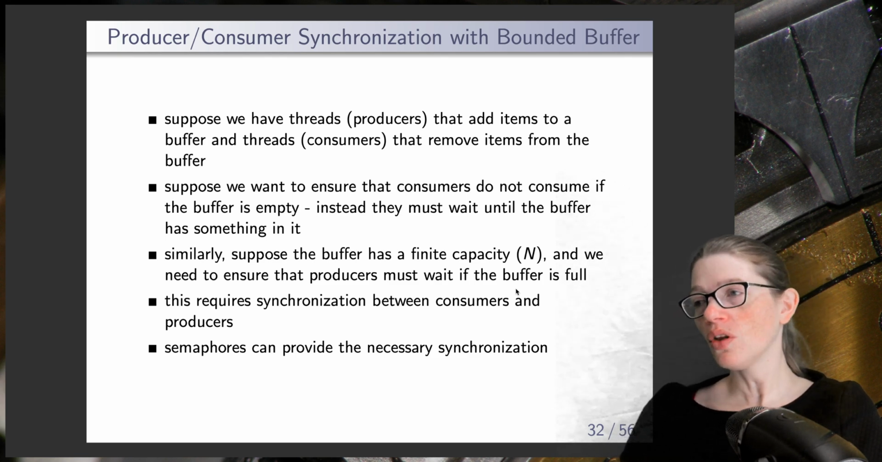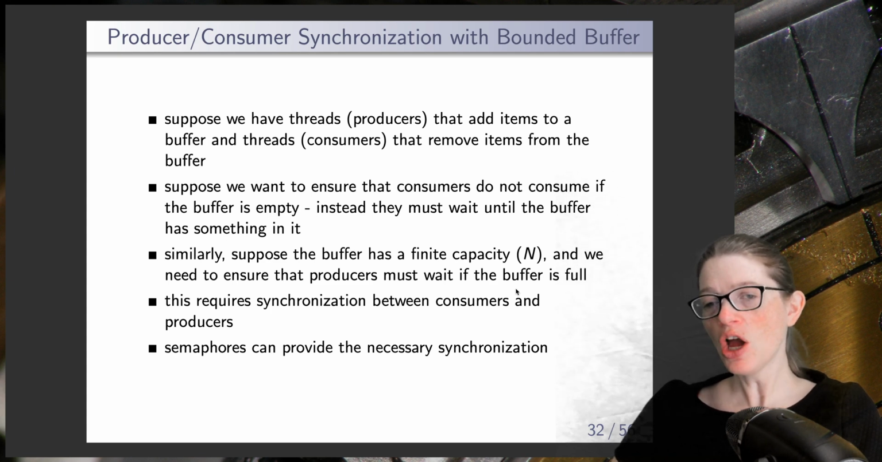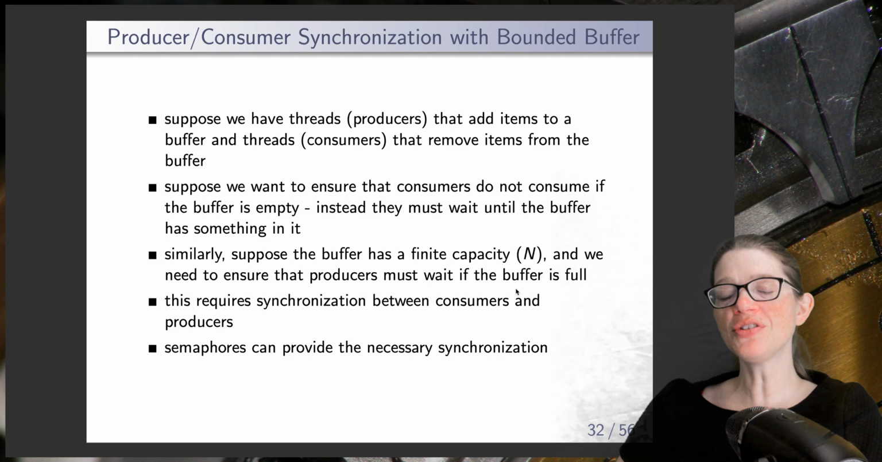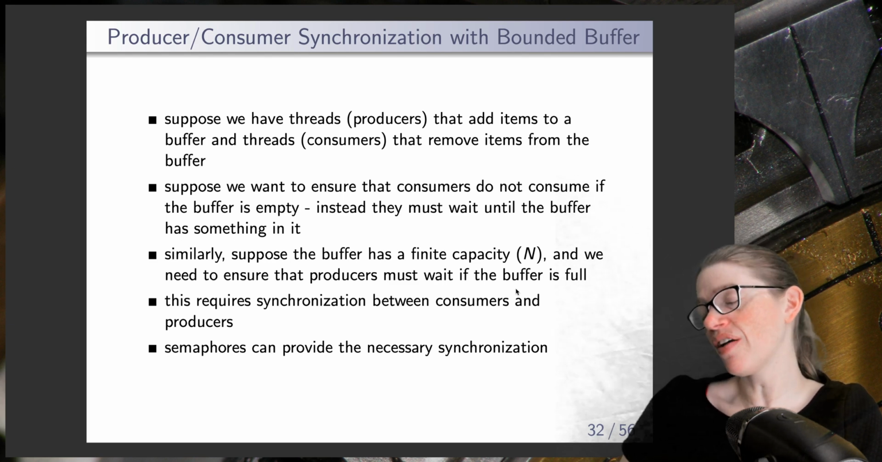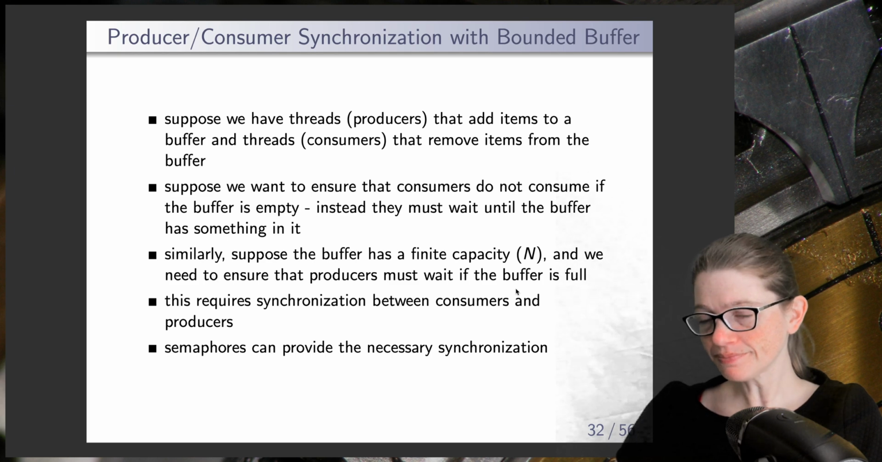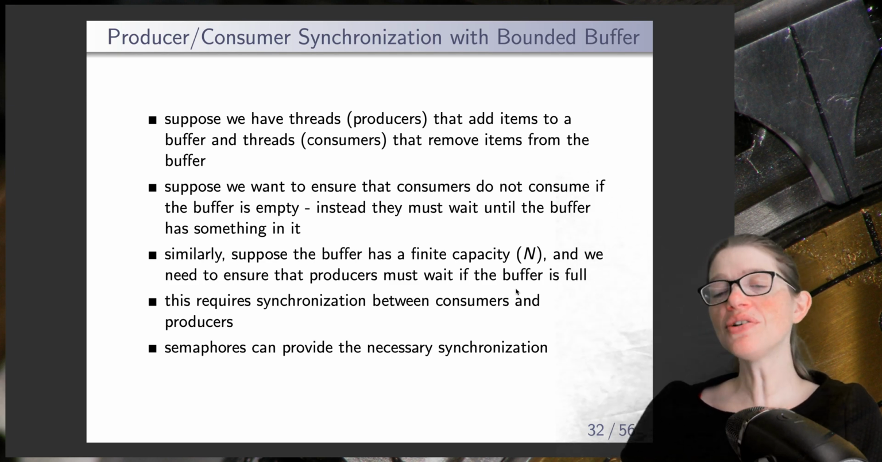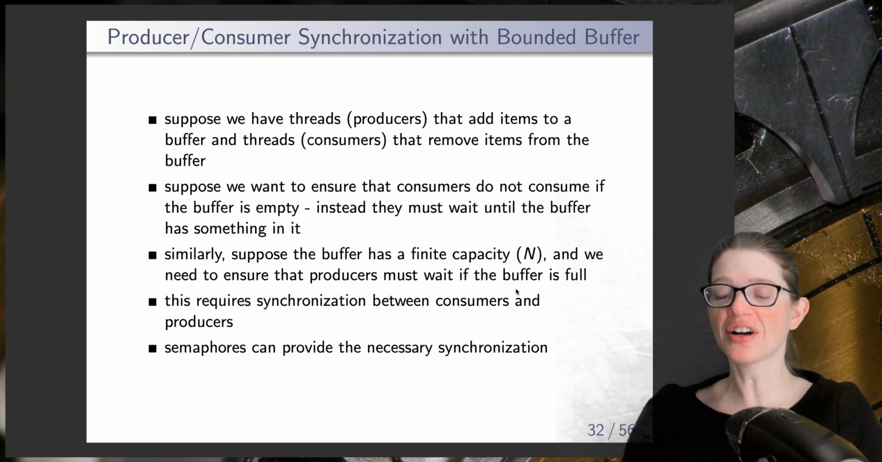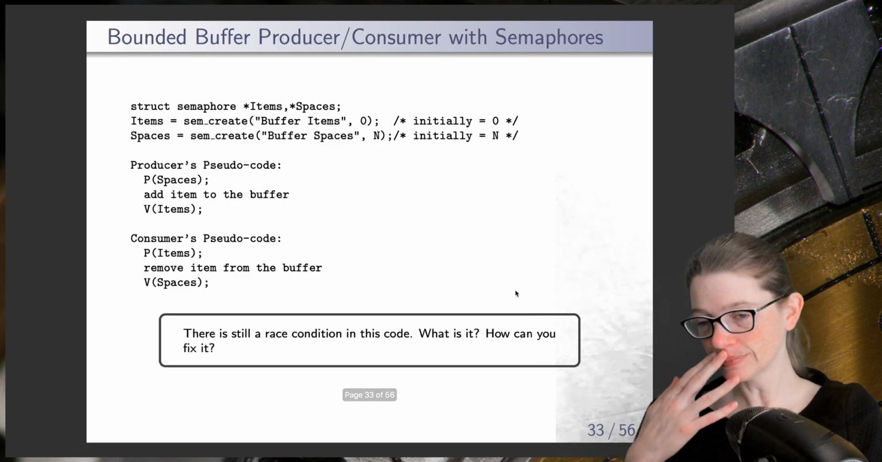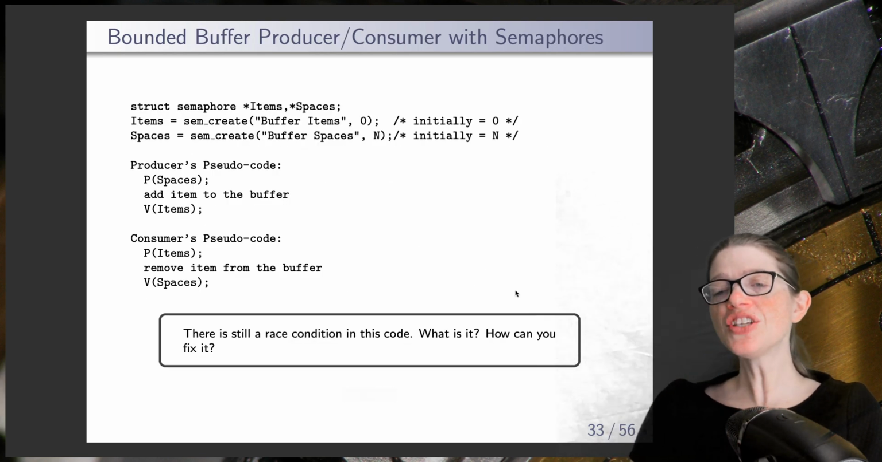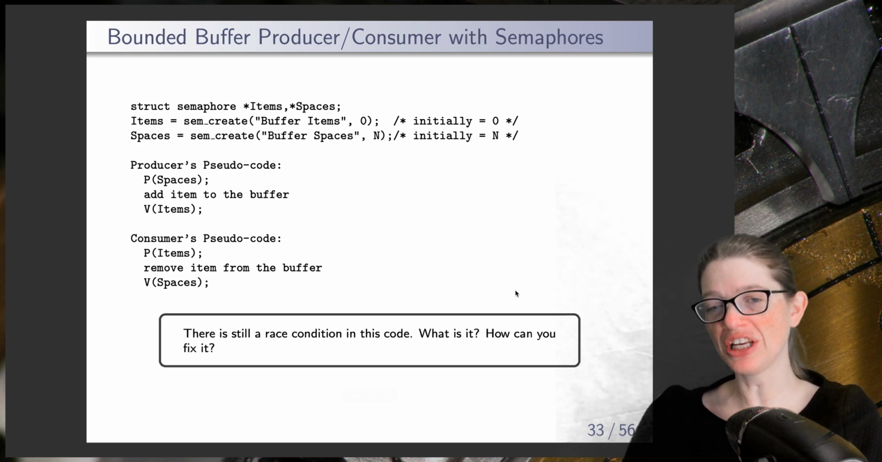So what we have to do is we need some way of synchronizing this. We want to make sure that producers are only producing vehicles if there's a place to put them. And we want to make sure that the consumers are only coming to take a vehicle if there's actually a vehicle waiting for them. And we can actually use semaphores to provide the synchronization for this. So this is a partially correct solution here.